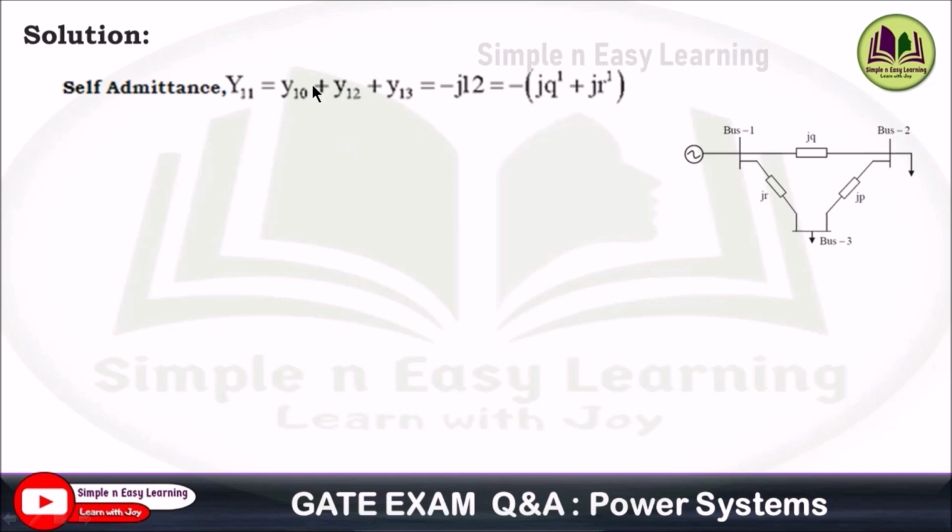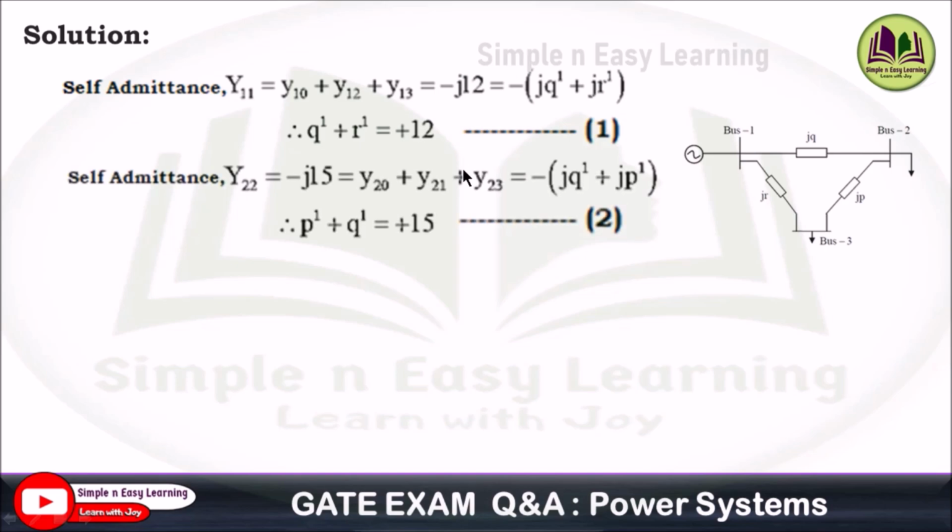The lines connected to bus 1 will be considered here. In bus 1, two lines are connected, one is jQ and the other is jR. The negative of these two line admittances gives you the answer for Y11. So that is minus jQ' minus jR', which will be equal to minus j12. We can rearrange and write this equation as Q' plus R' equal to plus 12. This is the first equation.